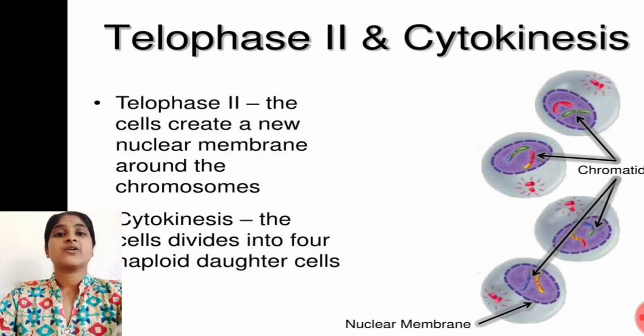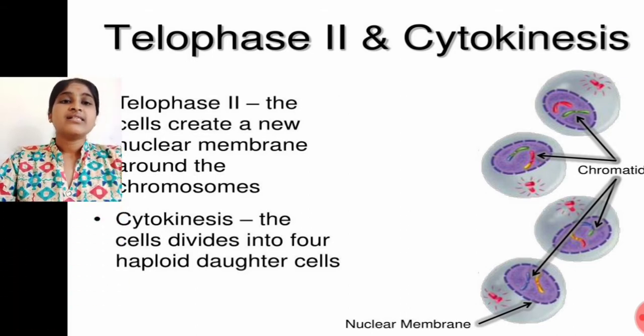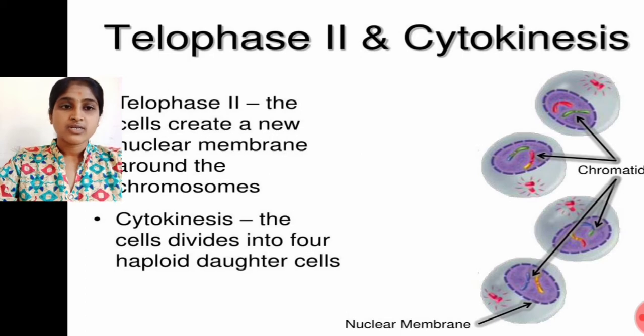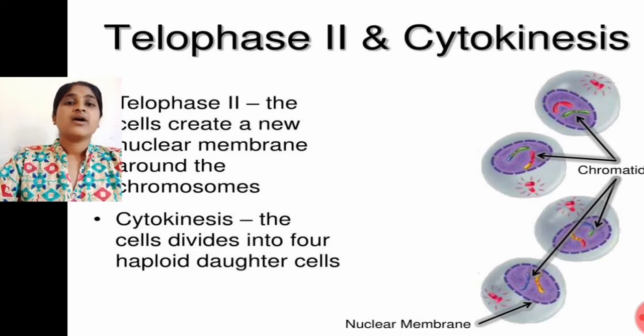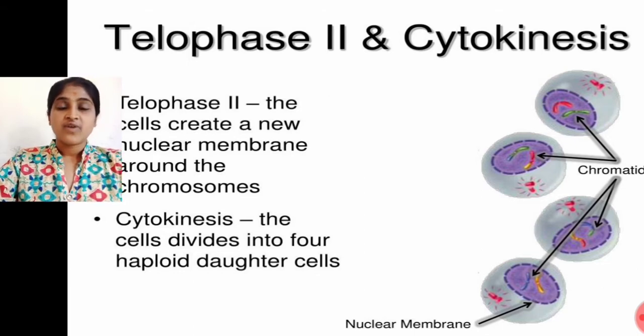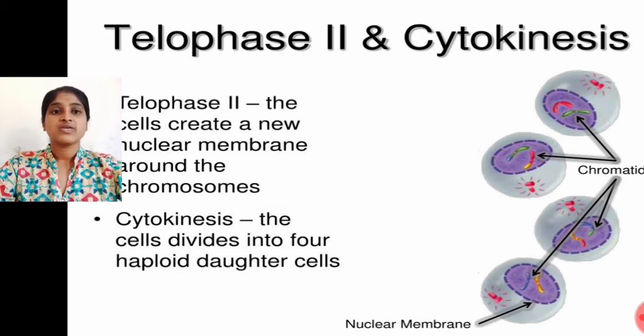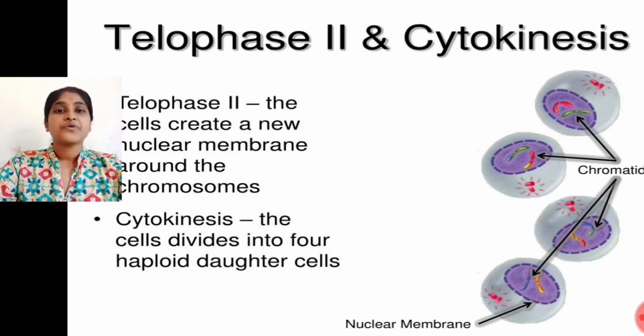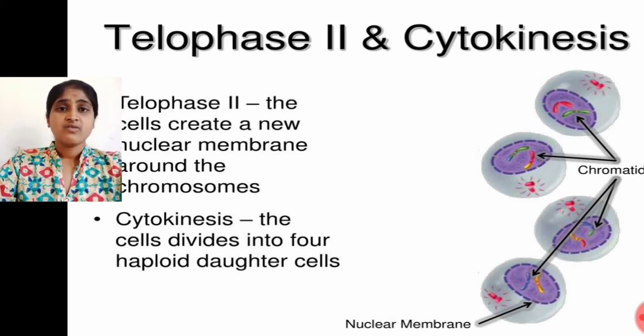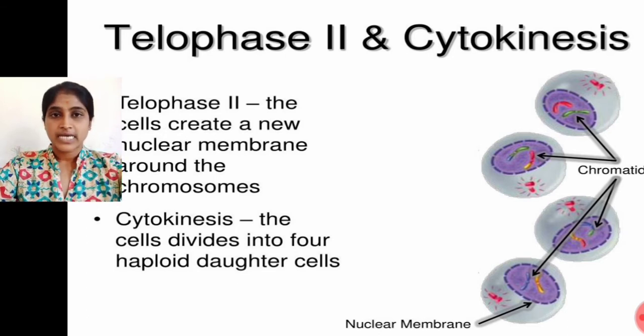Okay. Next, cytokinesis. The cells divide into four haploid daughter cells. Cytokinesis is the final stage of the phases. After telophase we get the cytokinesis stage. Here the cells will be divided into four haploid cells. This type of division is seen in meiosis second.